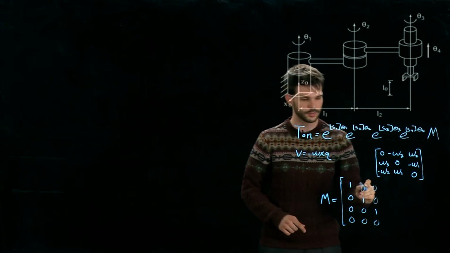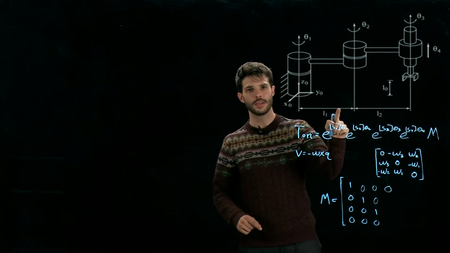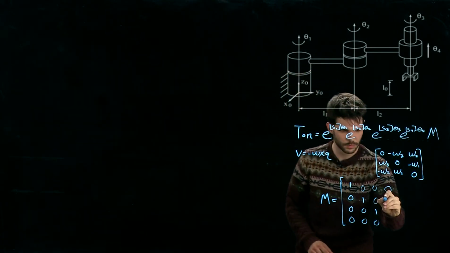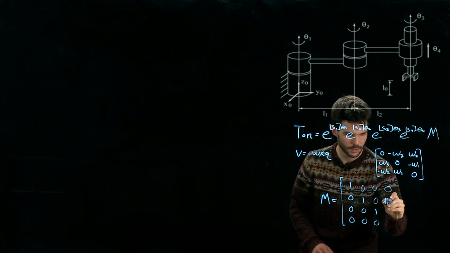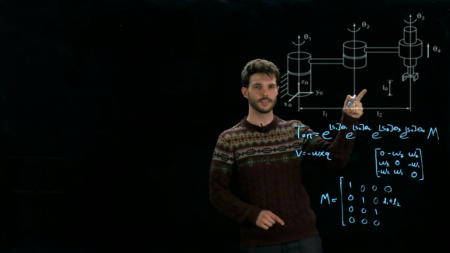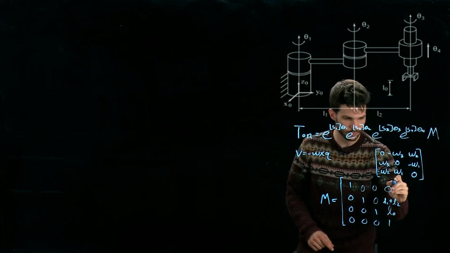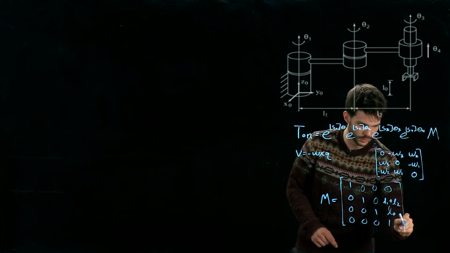Our displacement in the x direction is 0. Our displacement in the y direction is L1 plus L2. And our displacement in the z direction is L0. And finally, the last value in this row is a 1 because we have a homogeneous matrix.